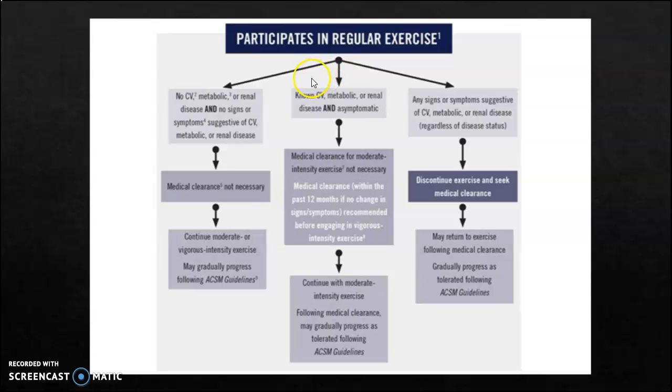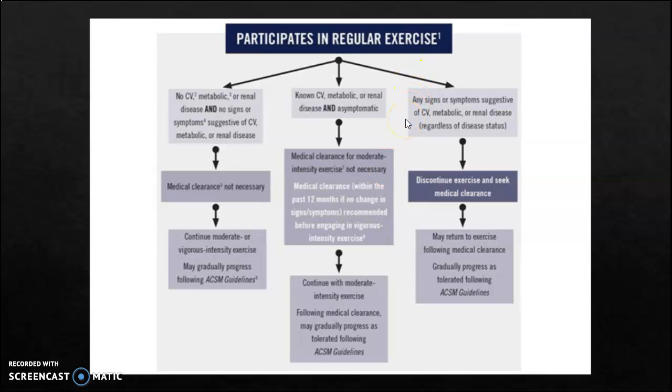If the patient or client has a known cardiovascular, metabolic, or renal disease and is asymptomatic, then medical clearance for moderate intensity exercise is not necessary, but it is necessary to have had medical clearance within the past 12 months. After this, they should be able to continue on to moderate to vigorous exercise intensities, of course, following a medical clearance.